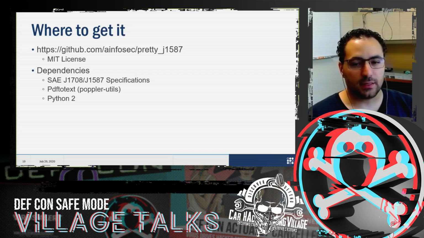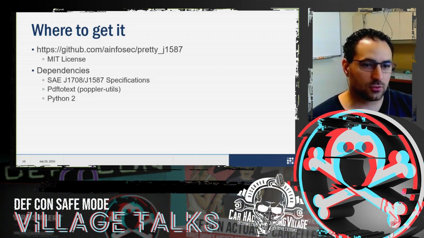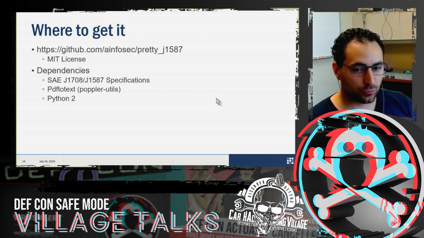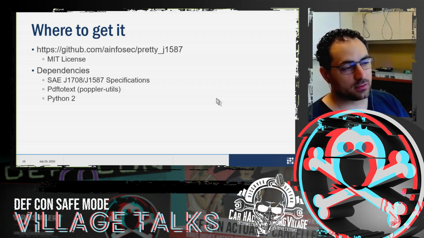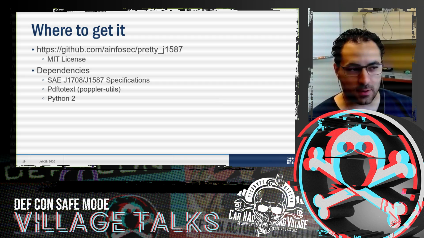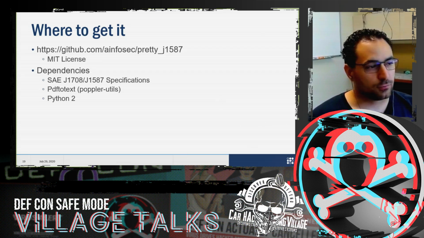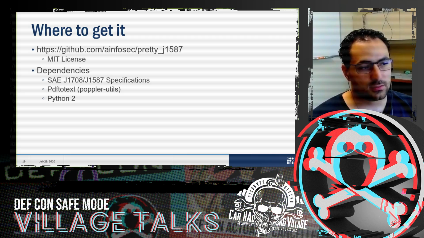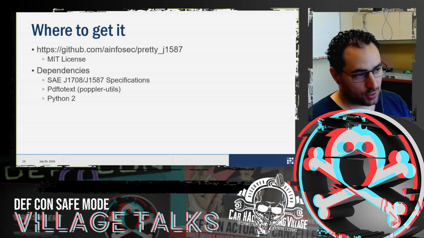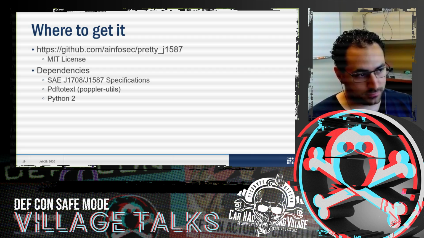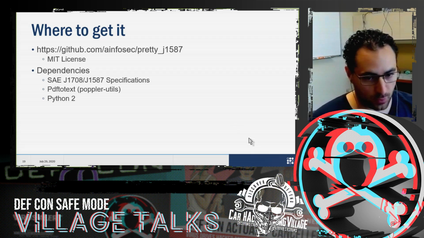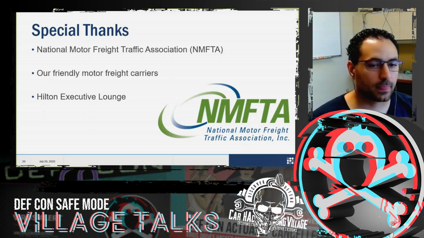So where can you get it? If you want to get your hands on this tool, you'll go to this URL. After the talk, we will make this a public repo. We're rolling with an MIT license, so don't forget where it came from and feel free to make money on it. But remember that there are a few dependencies. So you need the specs, you need a PDF to text tool, and Python 2 at the moment.